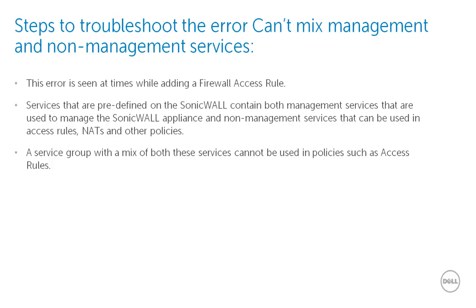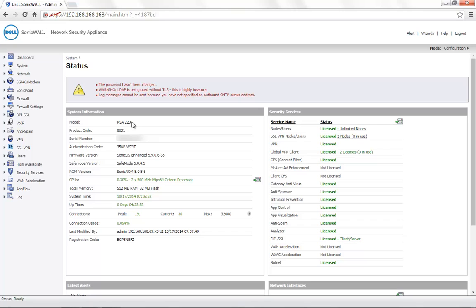This error may occur due to the HTTP or HTTPS management service object selected in the service group, and that service group is used in the firewall access rule. In this video, we will demonstrate the issue and the resolution for the same. Today for demonstration, we are using a SonicWall NSA 220 with a firmware version 5.9.0.6.